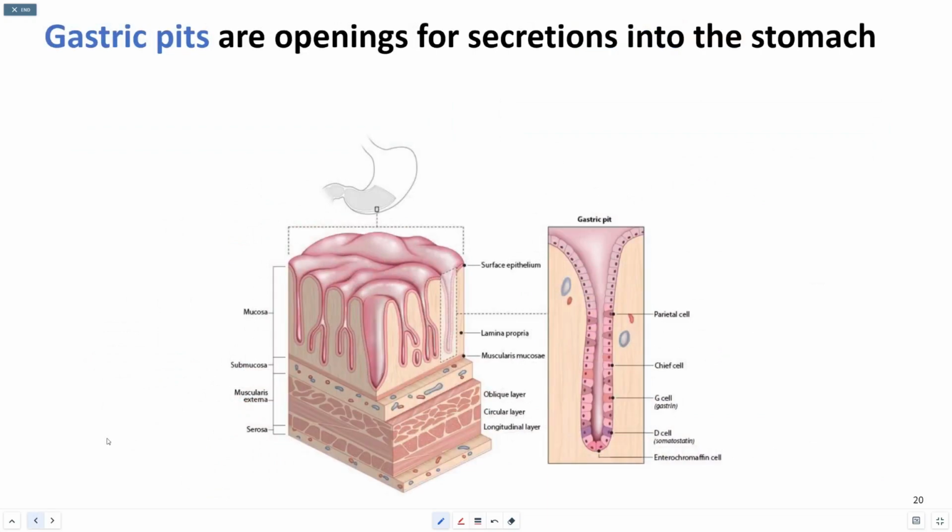The gastric pits are a unique set of histology found inside the openings for secretion into the stomach. Here is a cartoon image showing you that. The gastric secretions made by the gastric pits include secretory cells in the stomach that produce about 3 liters of gastric juices per day. So over here you can see within the pits there's parietal cells, chief cells, G cells for gastrin, D cells for somatostatin, and then at the base we have the enterochromaffin-like cells. We will talk about each of these cells in the next slide.